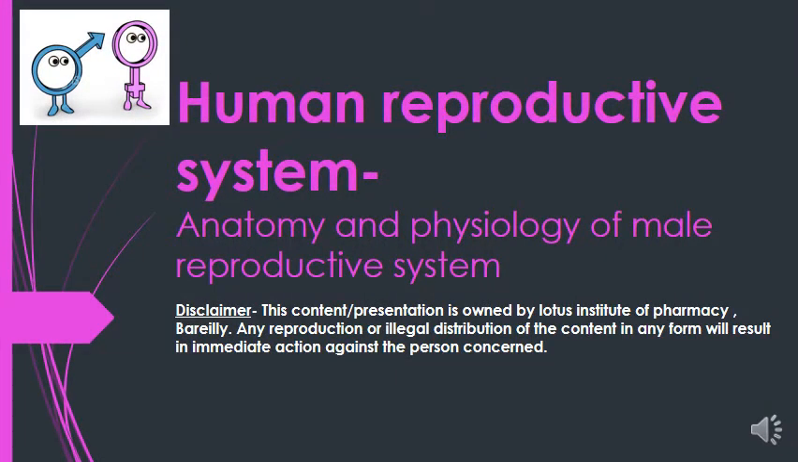Hello, students. Today we will start another new chapter, that is human reproductive system, in which we study the topic anatomy and physiology of male reproductive system. So let's start the video.